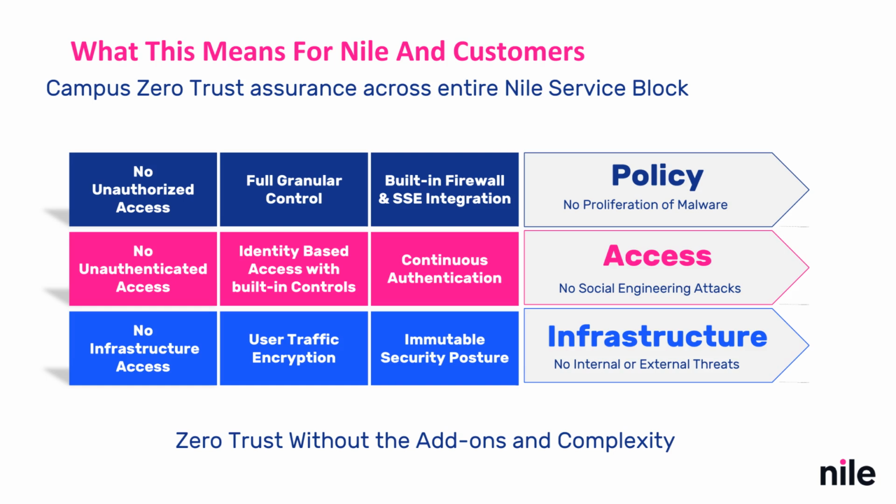Every user and device is continuously validated, closing the door to social engineering attacks. And finally, at the policy level, every device and user is isolated by default, preventing the spread of malware and eliminating the implicit trust baked into legacy VLANs. In short, Nile delivers zero trust that's built in, not bolted on. No add-ons, no complex overlays. Just security, simplified and enforced everywhere.